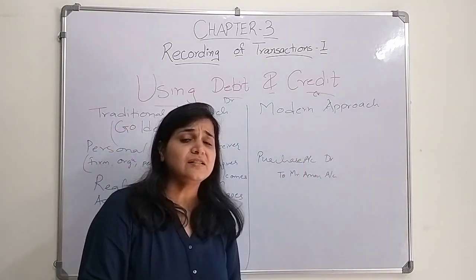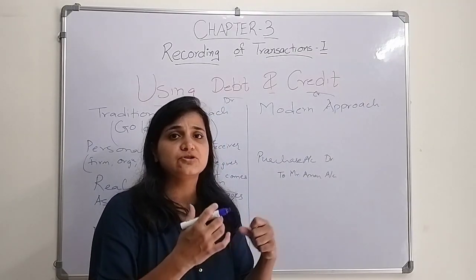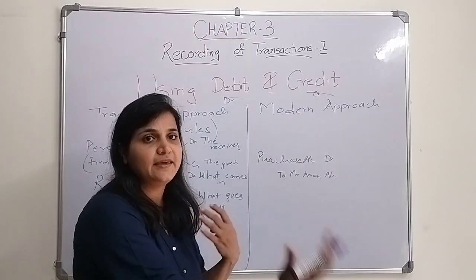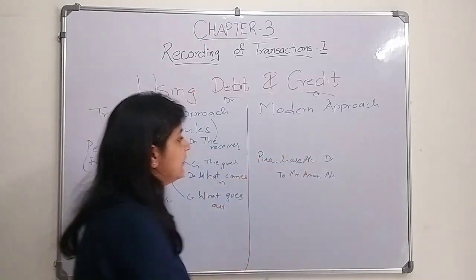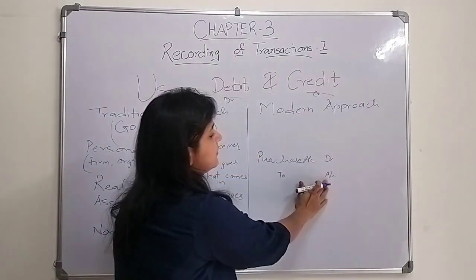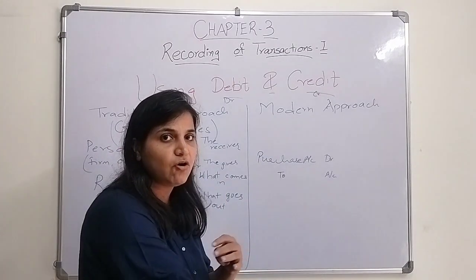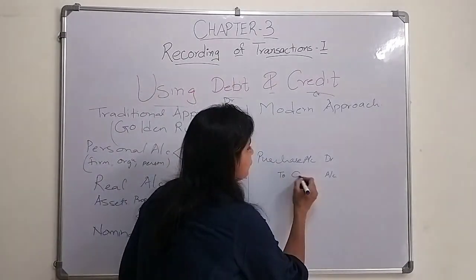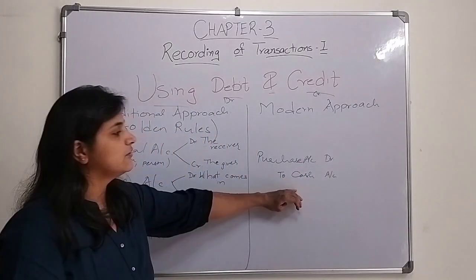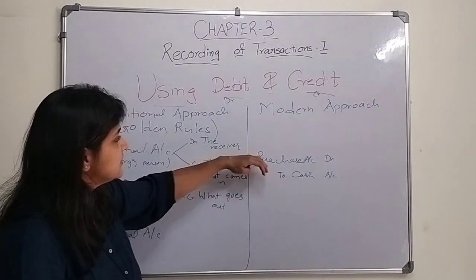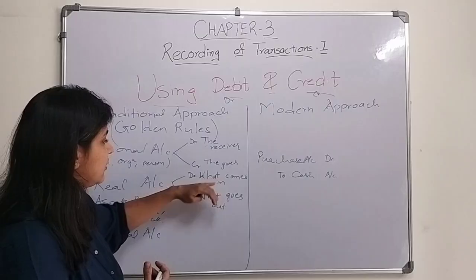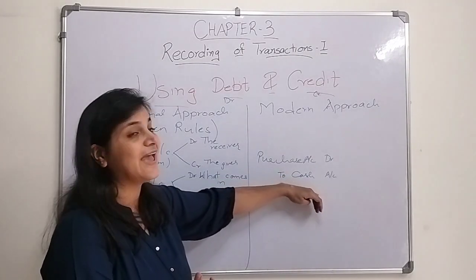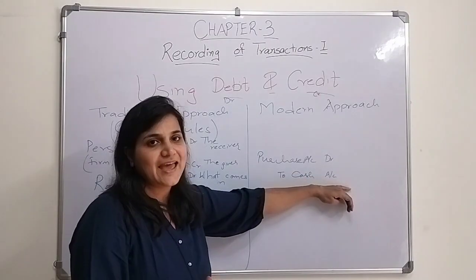Now in this case, if I am purchasing goods on cash, what is happening? I purchase the goods, I give the cash. So purchase account is debited, and instead of Mr. Aman, I am not dealing with a person, as I have already paid that person. What goes out from my business? Cash goes out. So I credit the cash account. Purchase account debit, goods come in, debit what comes in, and the real account's second rule, credit what goes out. The cash goes out, so credit the cash account.